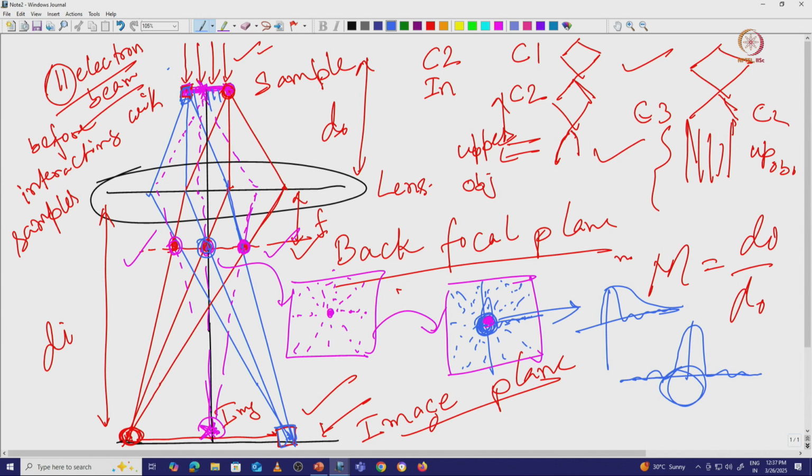But if you look at this diffraction pattern, you can see at the center we have a very bright spot. This is called the low frequency signal, and this is called the high frequency signal. Okay, and these high frequency signals are very important to get the high resolution information of the sample, which we are going to discuss at a later stage.